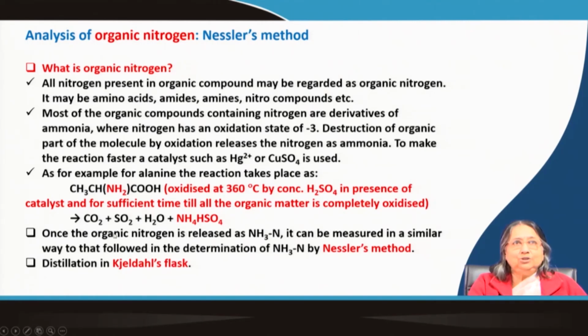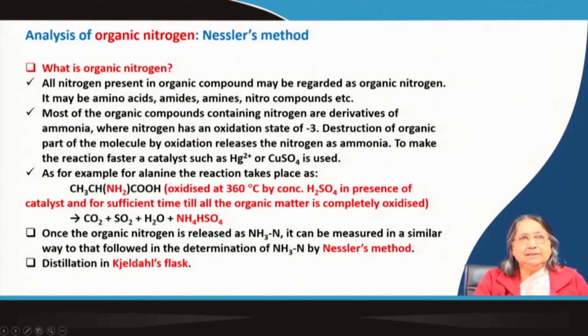Okay. Actually, the oxidation state is not changing for nitrogen, but for carbon you can see that carbon is going to carbon dioxide. Sulfur dioxide is coming from sulfuric acid. So, you can see here, this is a very nice change. Once the organic nitrogen is released as ammonia nitrogen, it can be measured in a similar way to that followed by the determination of ammonia nitrogen by Nessler's method.